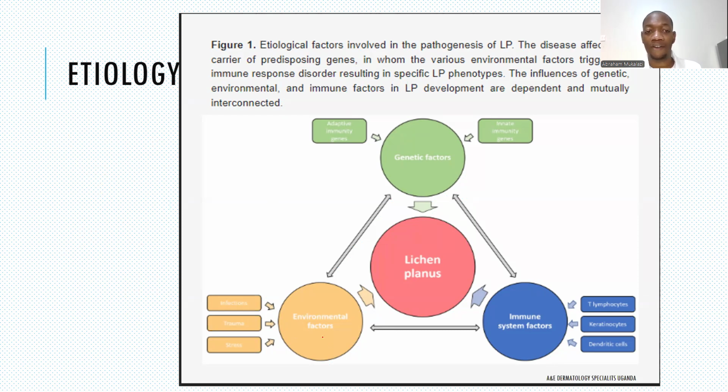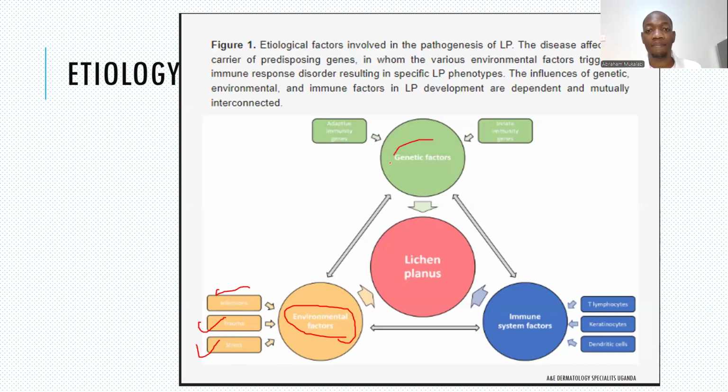The first one is the environmental factors, where there's a thinking that lichen planus can be triggered by infections, including hepatitis C infection, hepatitis B infection, and some bacteria like mycoplasma. There's also thinking that it can be induced by trauma and stress as well. And we've seen all this also in the pathogenesis of psoriasis.